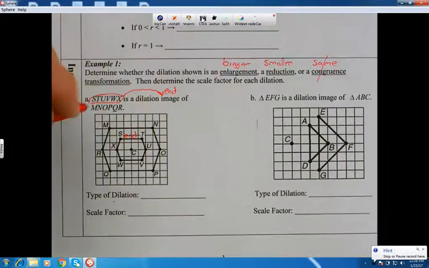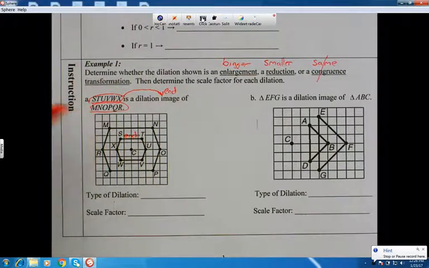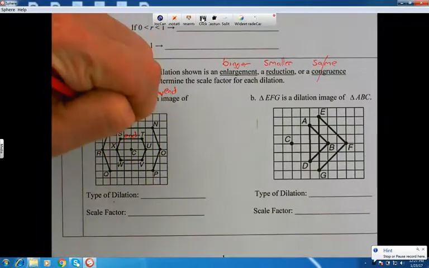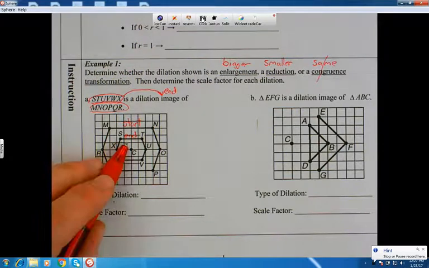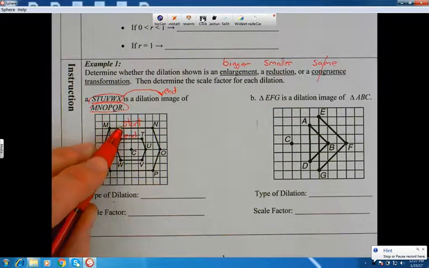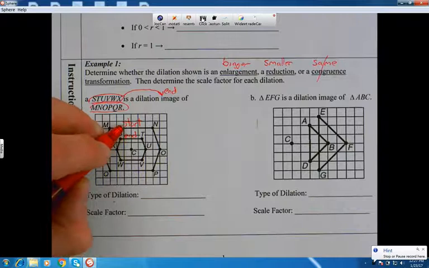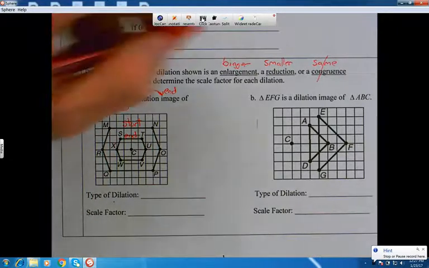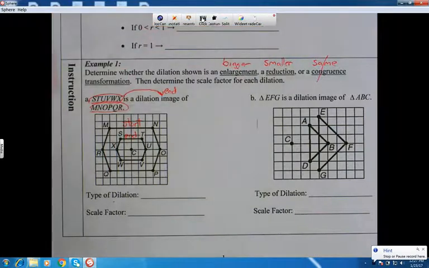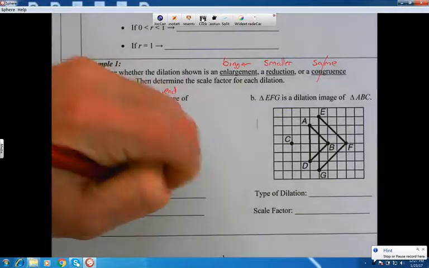And if that was the case, then that would mean that this one, the hexagon that has an M in it, must be the start. Another way of saying that would be that this is the image, and the start is the pre-image. So what type of a dilation is it? Well, it looks pretty clear that from start to the end, the shape got smaller. And when things get smaller, we call that a reduction. So what type of dilation is this? It's a reduction.